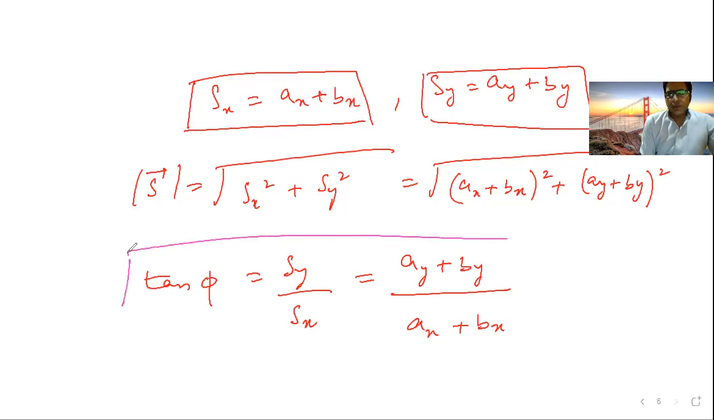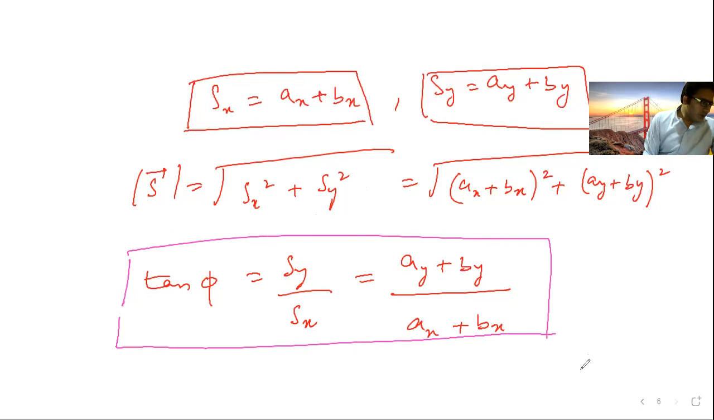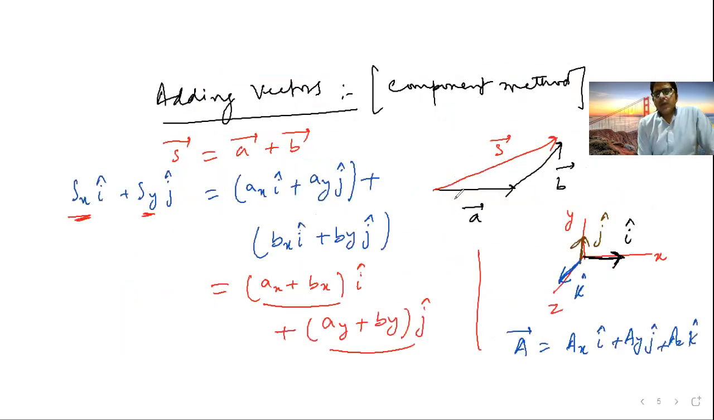So what is the conclusion? If I am given two vectors and I have to find their resultant using the component method, if I add the x components of a and b, I will get the x component of the resultant. If I add the y components of a and b, I will get the y component of the resultant.